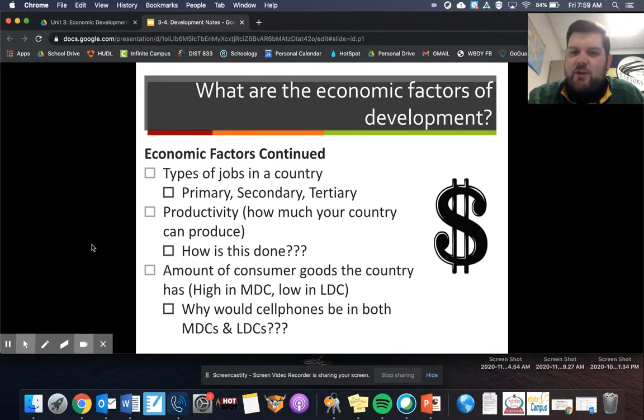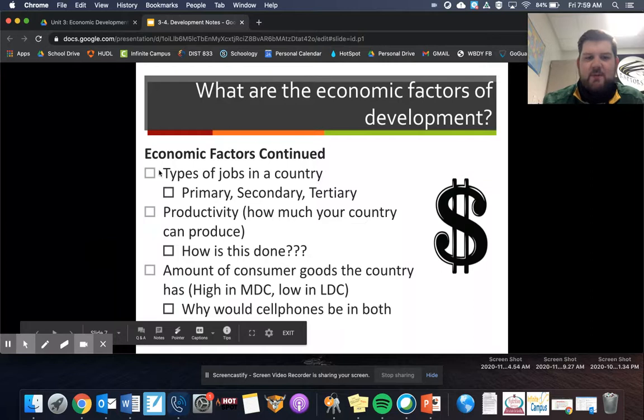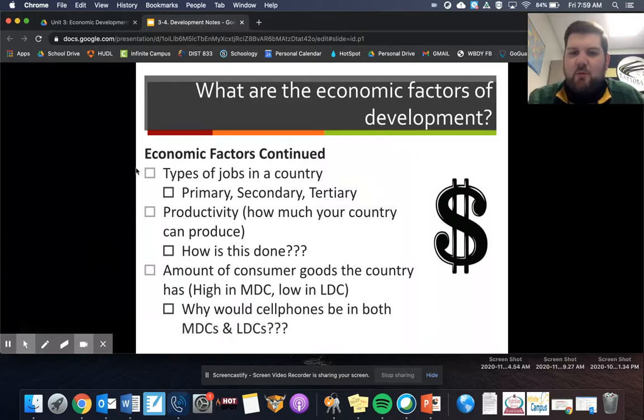Productivity. How much can your country produce? That kind of goes back with GDP here. Total value of goods and services produced. The more that you produce, you're more of an MDC. The less, you're more of an LDC. Okay. The amount of consumer goods the country has. That's very high in MDCs. It's low in LDCs. Same as what I've just been saying, right? The more goods that you have, the more of an MDC you are.